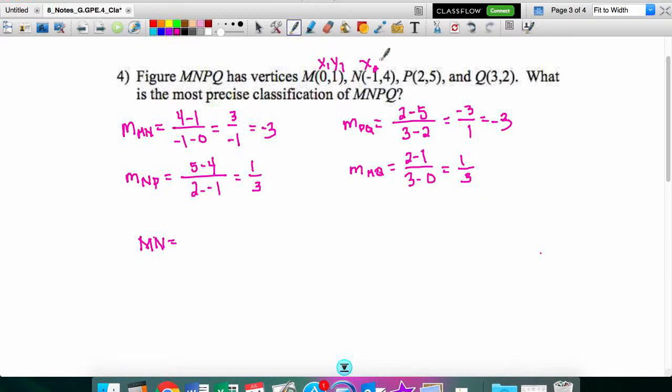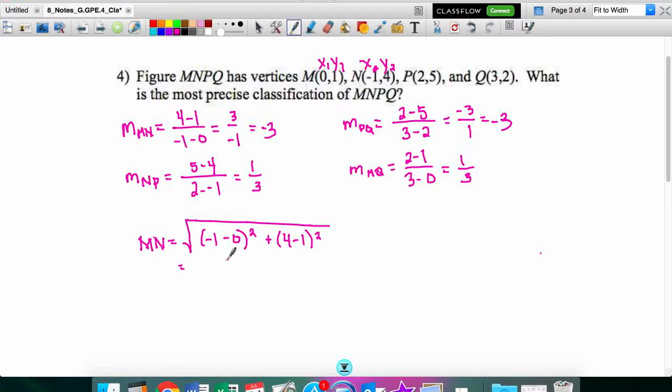Or you can recall, it's just difference of x's squared plus difference of y's squared, all underneath a square root. So for MN, difference of x's would be -1 minus 0 squared, or you could have done 0 minus -1 squared, which would have also worked, plus difference of y's squared, so 4 minus 1 squared.